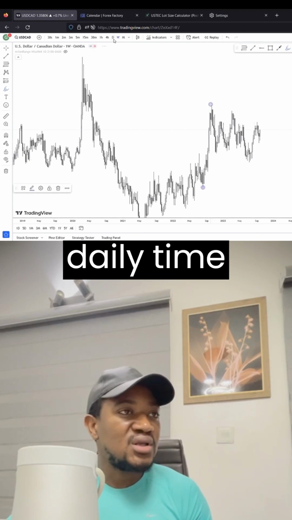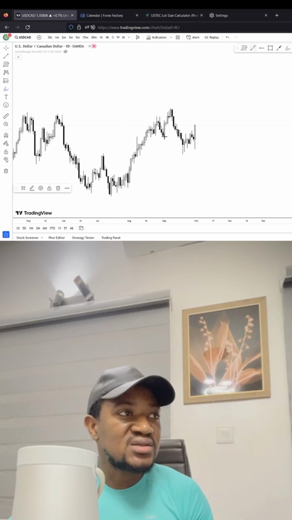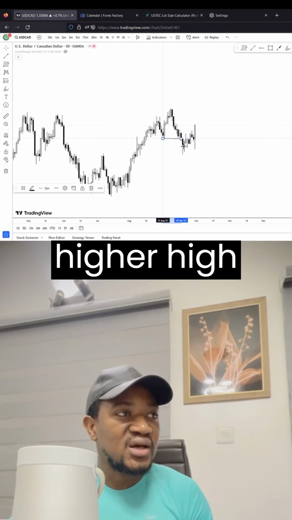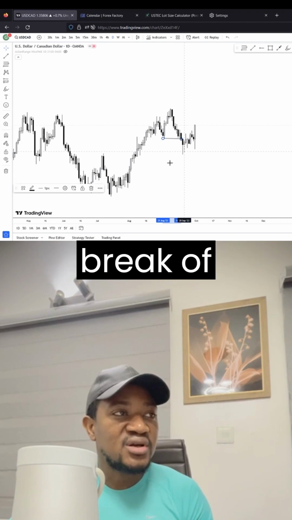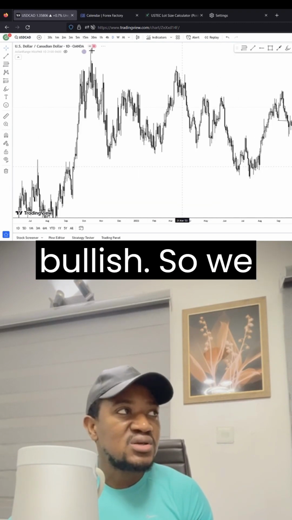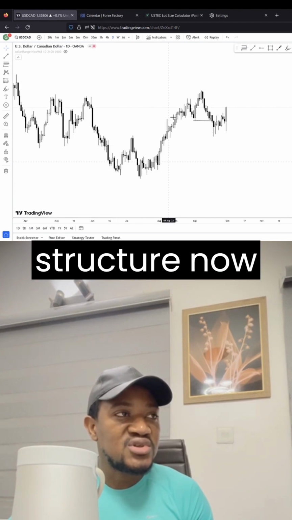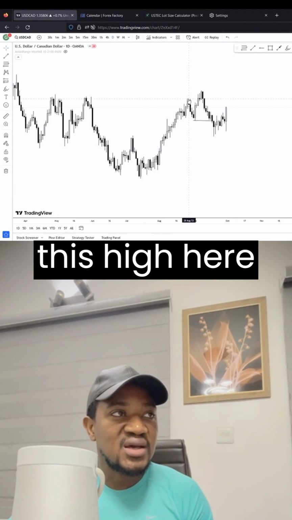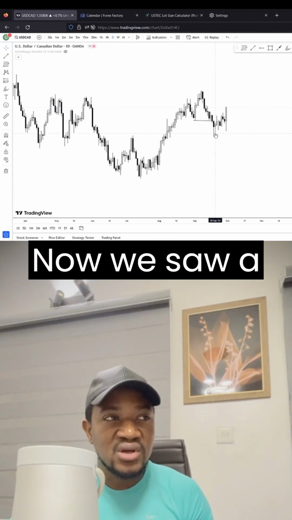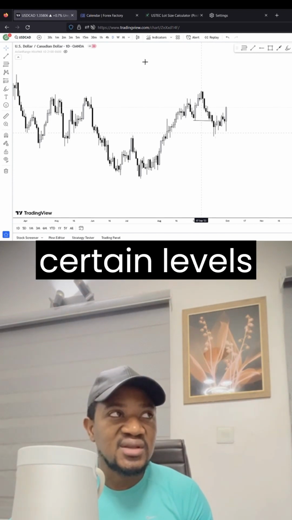On the daily time frame, we also see that this was the last structural point, because this was the last higher low that created a higher high, and we had a break of structure. And overall on the weekly, we are bullish. So we are seeing some daily alignment of bullish structure. Now, this high here made this higher low that made a higher high. Now we saw a break of structure, probably for price to come down to mitigate certain levels here.